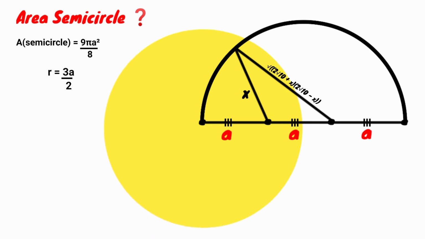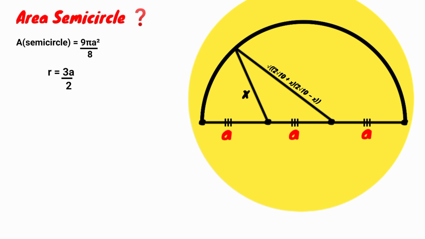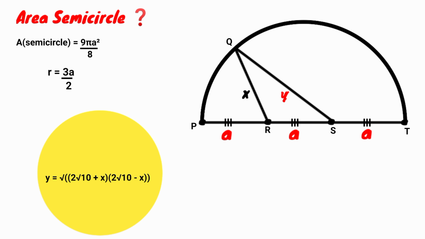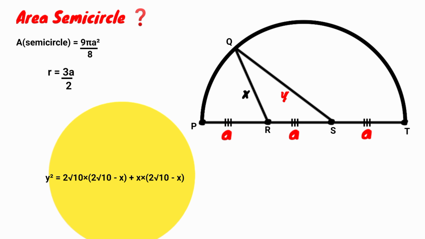Okay, let's come here. Label the points. This line QS, let's assume its length to be y. So we have y equal to square root of 2 root 10 plus x into 2 root 10 minus x. Square both sides of the equation. Here square root eliminates square. 2 root 10 plus x times 2 root 10 minus x is 2 root 10 into 2 root 10 minus x plus x into 2 root 10 minus x.